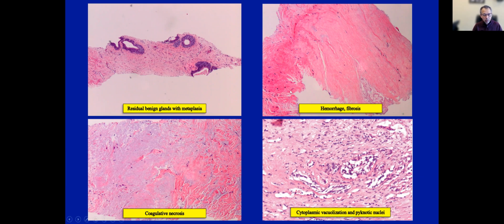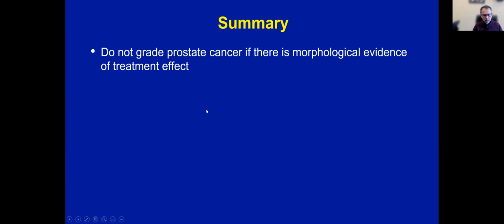So here are some of the morphological changes that you see in the post-ablation setting. Benign prostate glands often undergo atrophic change with basal cell metaplasia or urothelial metaplasia. There is often hyalinization, evidence of coagulative necrosis, fibrosis, and particularly with HIFU, there is also cytoplasmic vacuolization and pyknotic nuclei. So recognizing these changes in prostate needle biopsy is an important clue for you to pick up this type of treatment history.